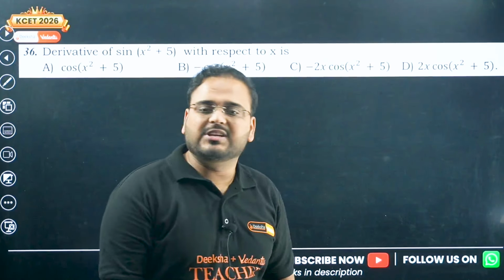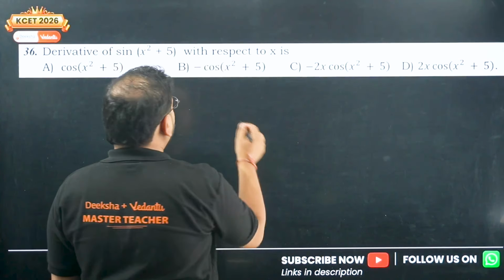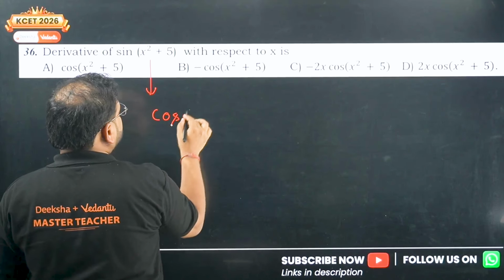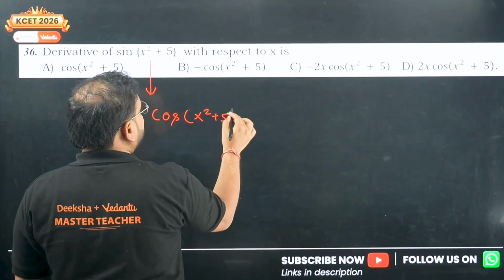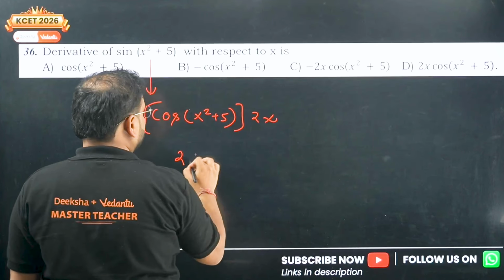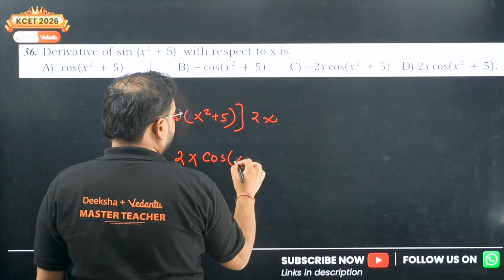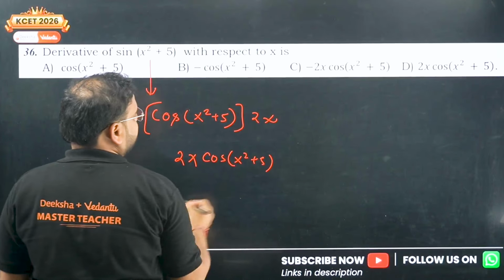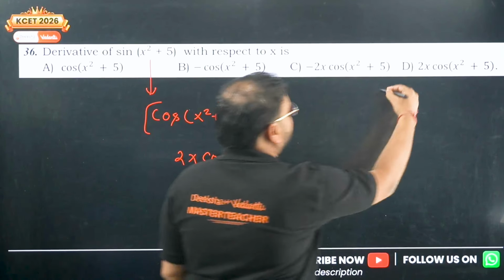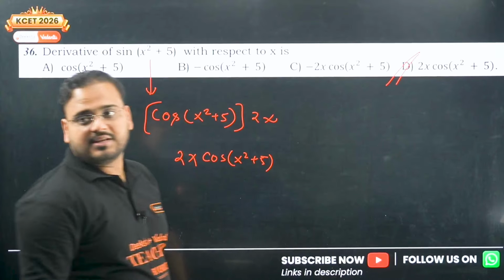Here you go. We have the derivative of this function. Again, a concept of the chain rule. So differentiating sine of x square plus 5 will become cos of x square plus 5 as it is. And the derivative of x square plus 5 will be 2x. What is my answer? 2x cos of x square plus 5. So your answer is option D. Option D is the right answer.